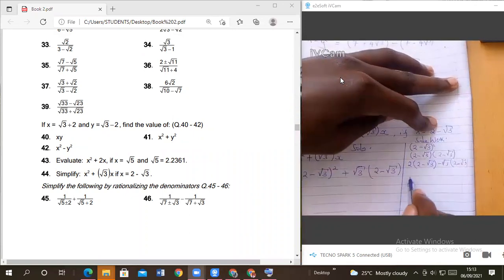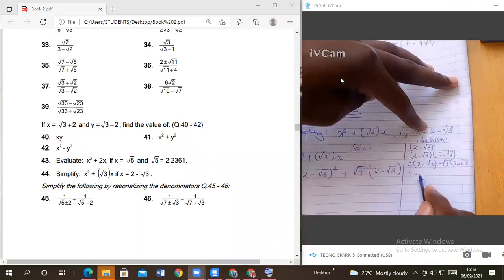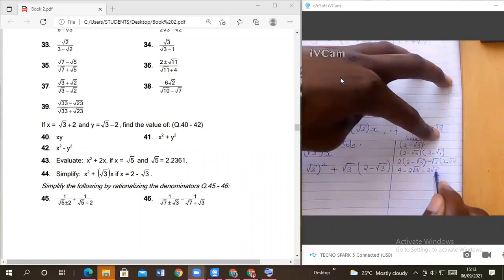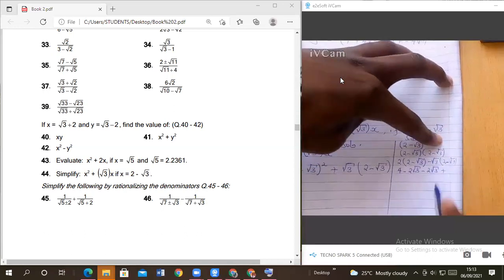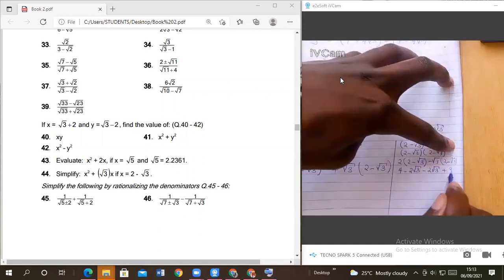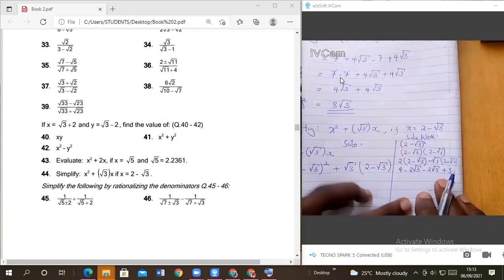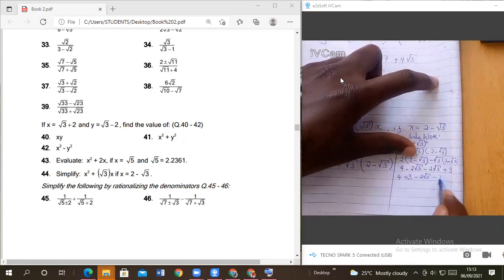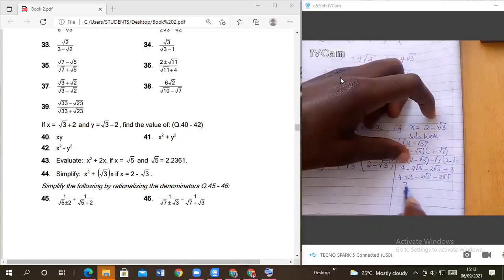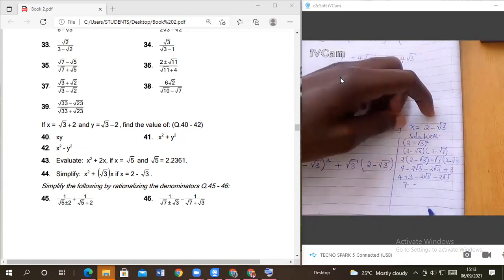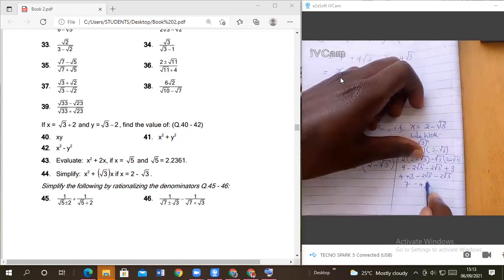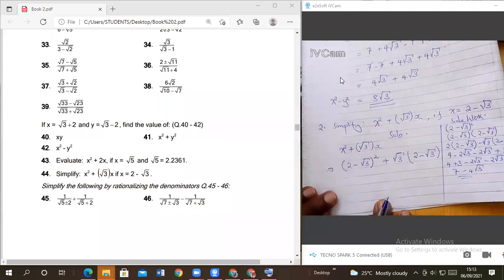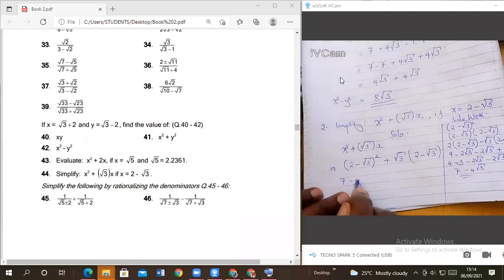So this will give us 4 minus 2 root of 3, minus 2 root of 3. Then negative times negative will give us plus 3. So collect the like terms. We shall have 4 plus 3 minus 2 root of 3 minus 2 root of 3. So this will give us 7 minus 4 root of 3. So that's your side work. Carry it, come and put it here. So all of this is the same as 7 minus 4 root of 3.